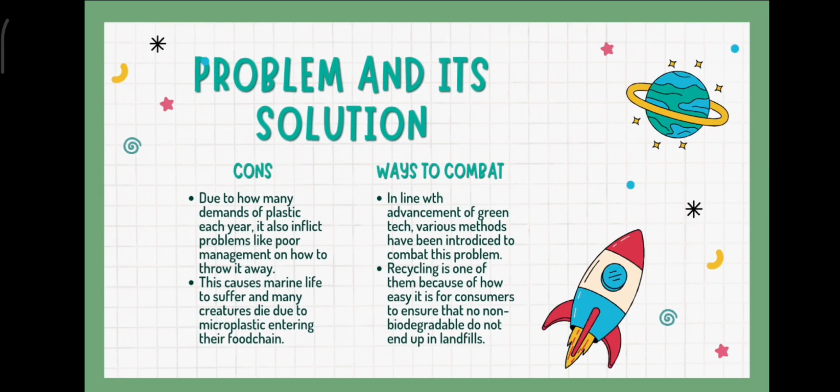The problem and its solution. Although it is clear that polymers can help us in various ways, they also have cons and there are ways to combat them. The cons: due to the high demand for plastic each year, it also inflicts problems like poor management of how to throw it away. This causes marine life to suffer and many creatures die due to microplastic entering their food chain.